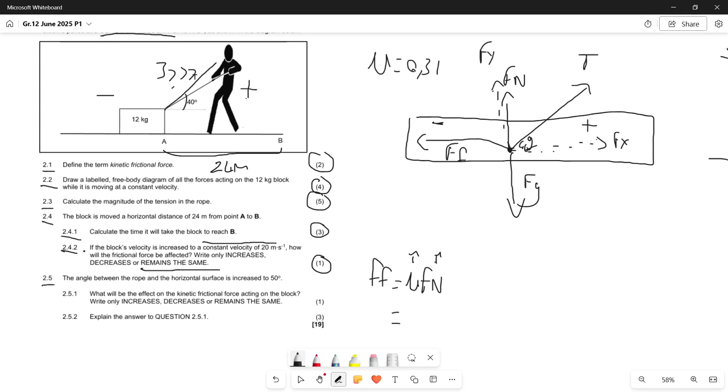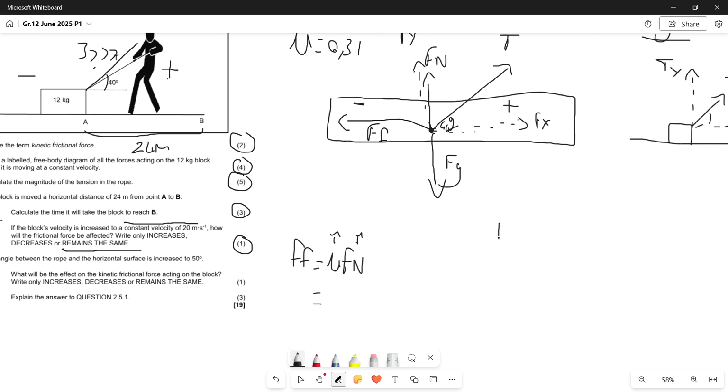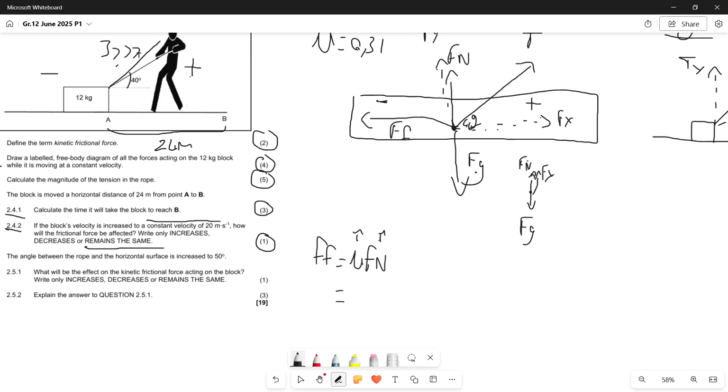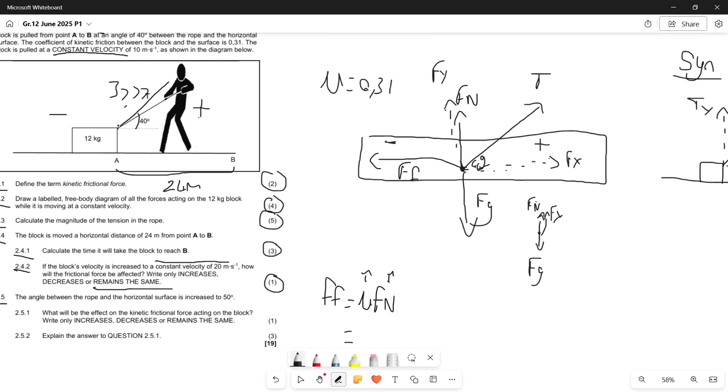Okay, so 2.4.2 leads into 2.5, including an aspect of what we were talking about here. So the effect on the kinetic frictional force acting on the block. So let's see what happens. So a reminder that we had Fg going down, we had Fn going up, and we also had our Fy going up. But in this scenario, our Fy is increasing because our angle is increasing. 2.5.2, we're about to explain our whole answer, so we'll write that there. But at this stage, Fy was pretty strong previously. But as we increase the angle, our Fy becomes stronger and our Fx becomes less.